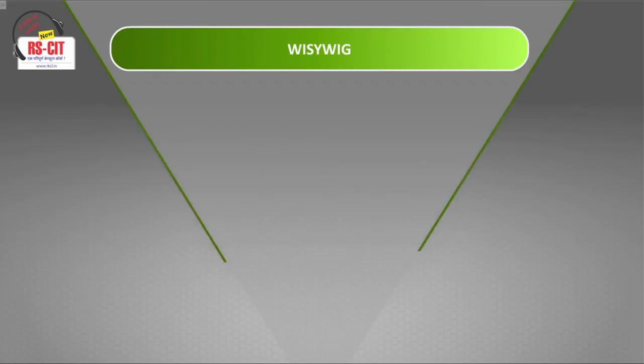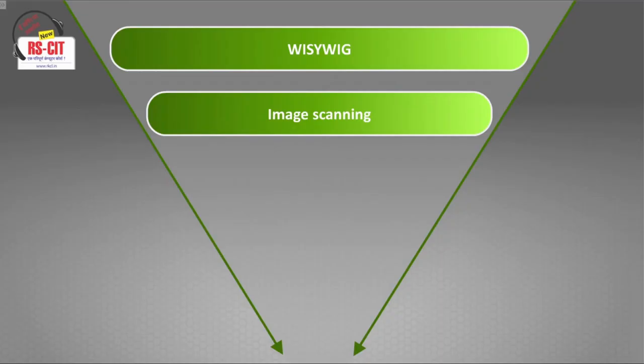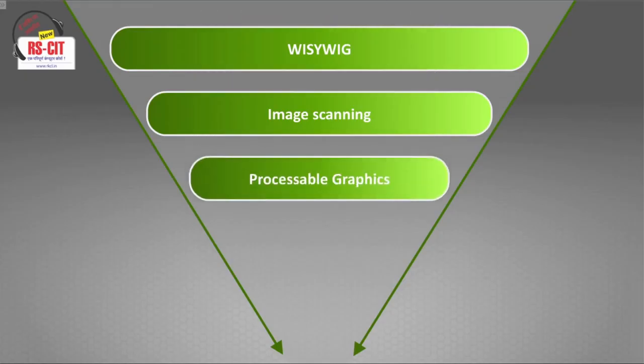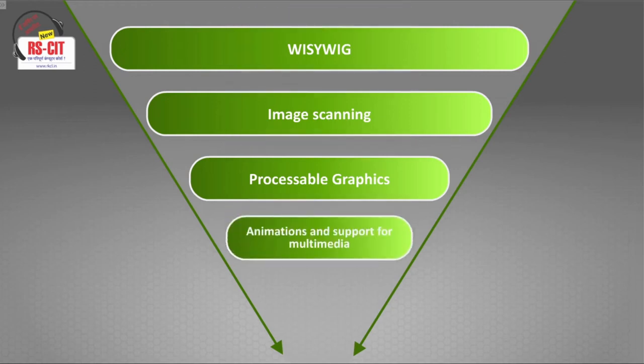WYSIWYG. What you see is what you get. The image on the screen, text or otherwise, should be an exact image of what you will see on paper. Image scanning. Instant visual representation of the scanned image on screen and so instant feedback from the user. Processable graphics. Applications such as Photoshop and Fireworks as image manipulation packages. Animations and support for multimedia. Now, a very wide application area ranging from visually oriented teaching resources to touch-sensitive information kiosks. Provision for users with disabilities.